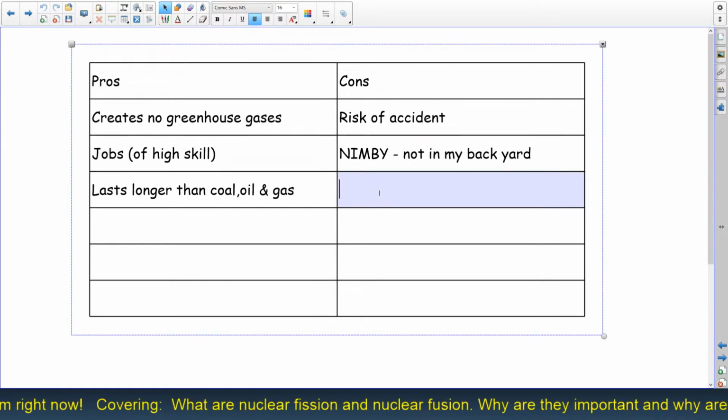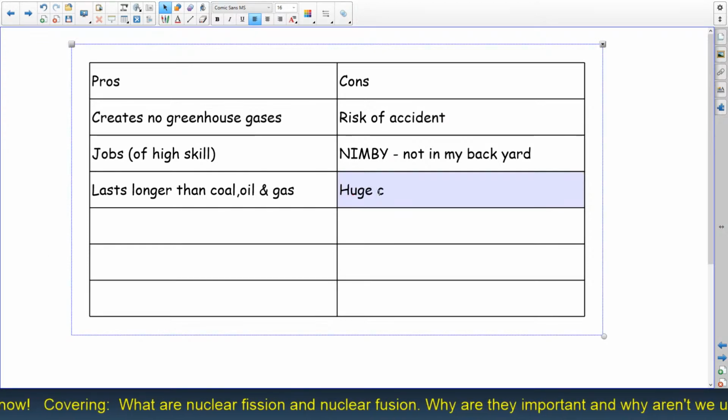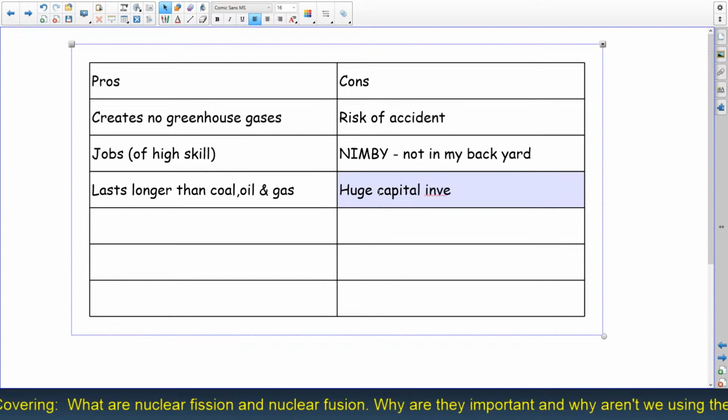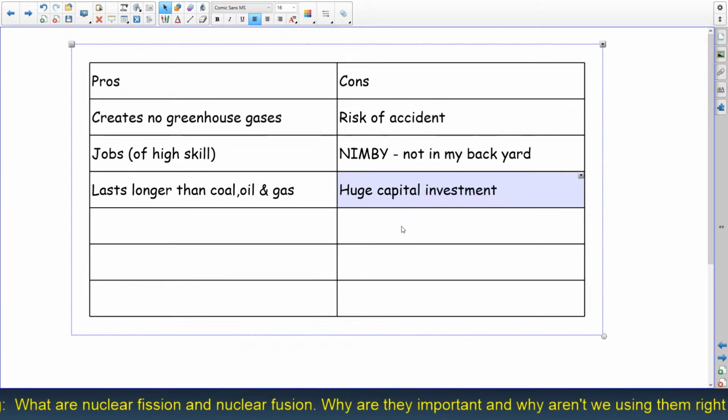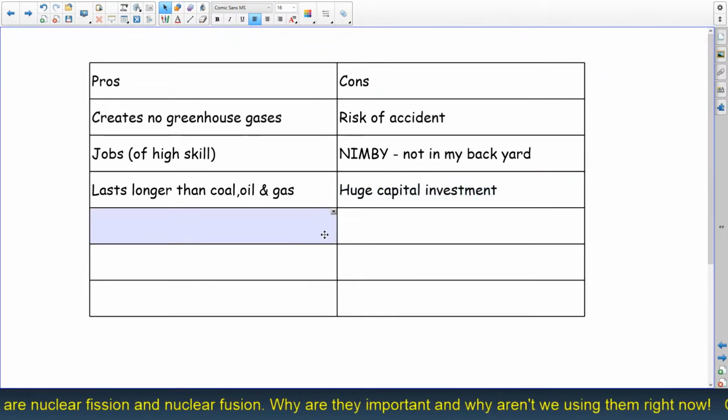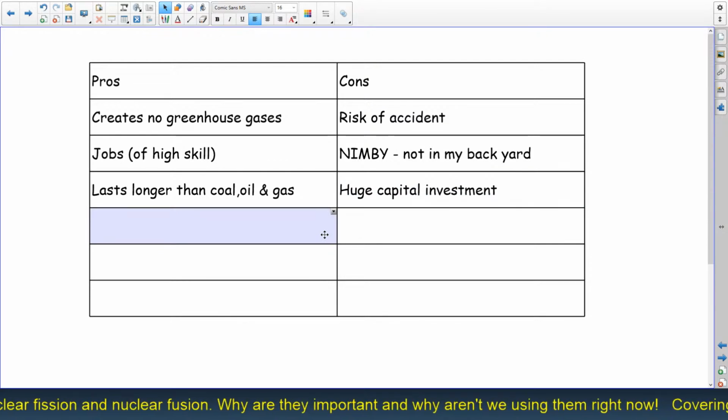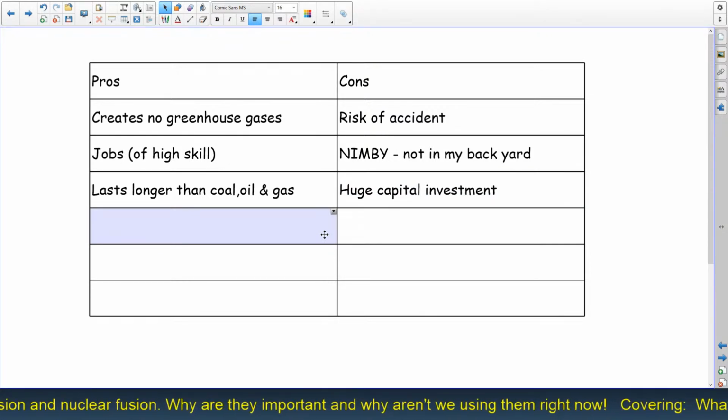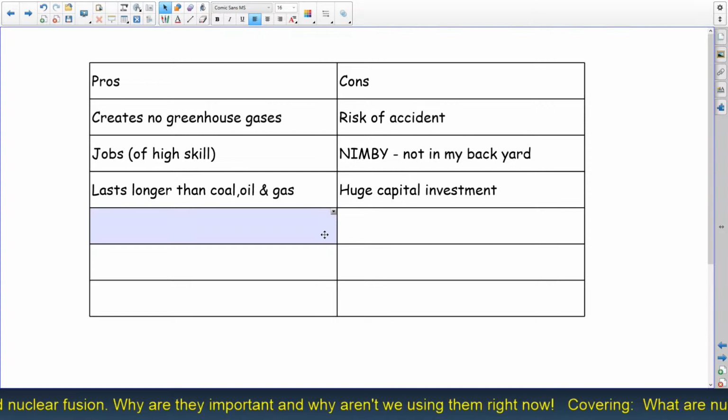Other major problem is there's a huge capital investment. To build one of these things is a huge amount of money. You need to recoup that money over the time that you have your power plant running for. Right? So there's some good things and some bad things about nuclear power.